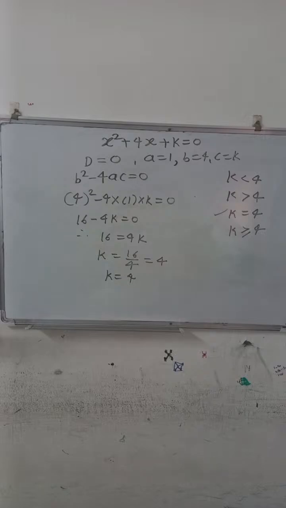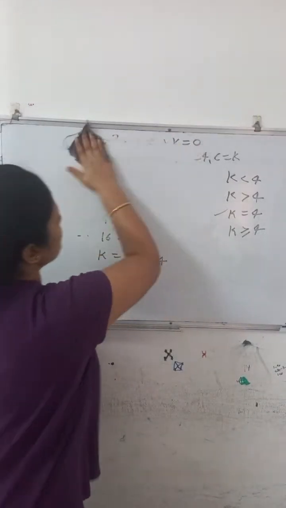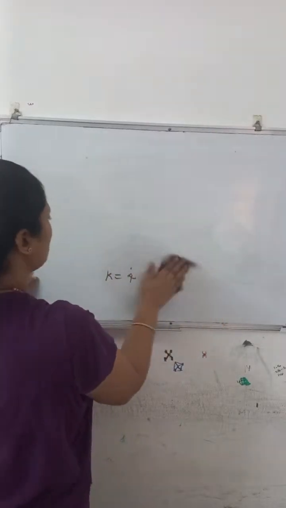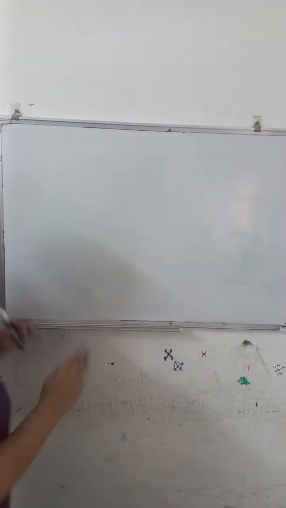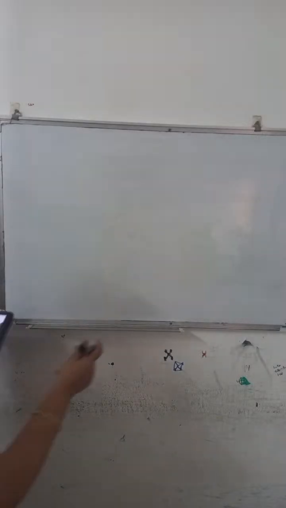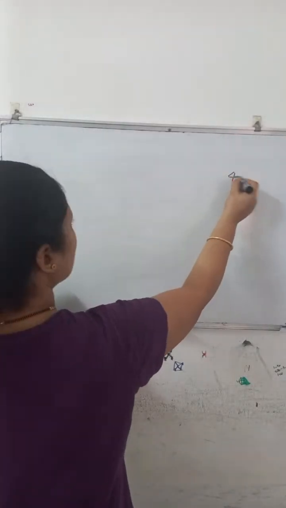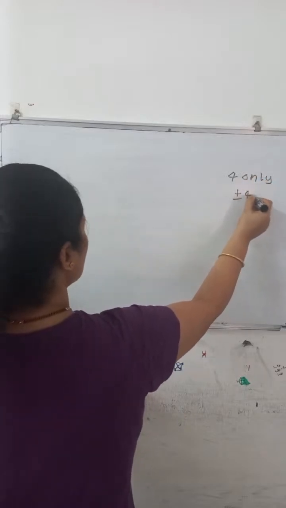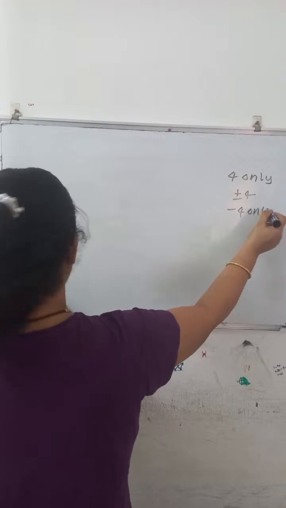Write down the question: the distance between the points 4 comma P and 1 comma 0 is 5, then find the value of P. Options are given: 4 only, plus or minus 4, minus 4 only, and 0.